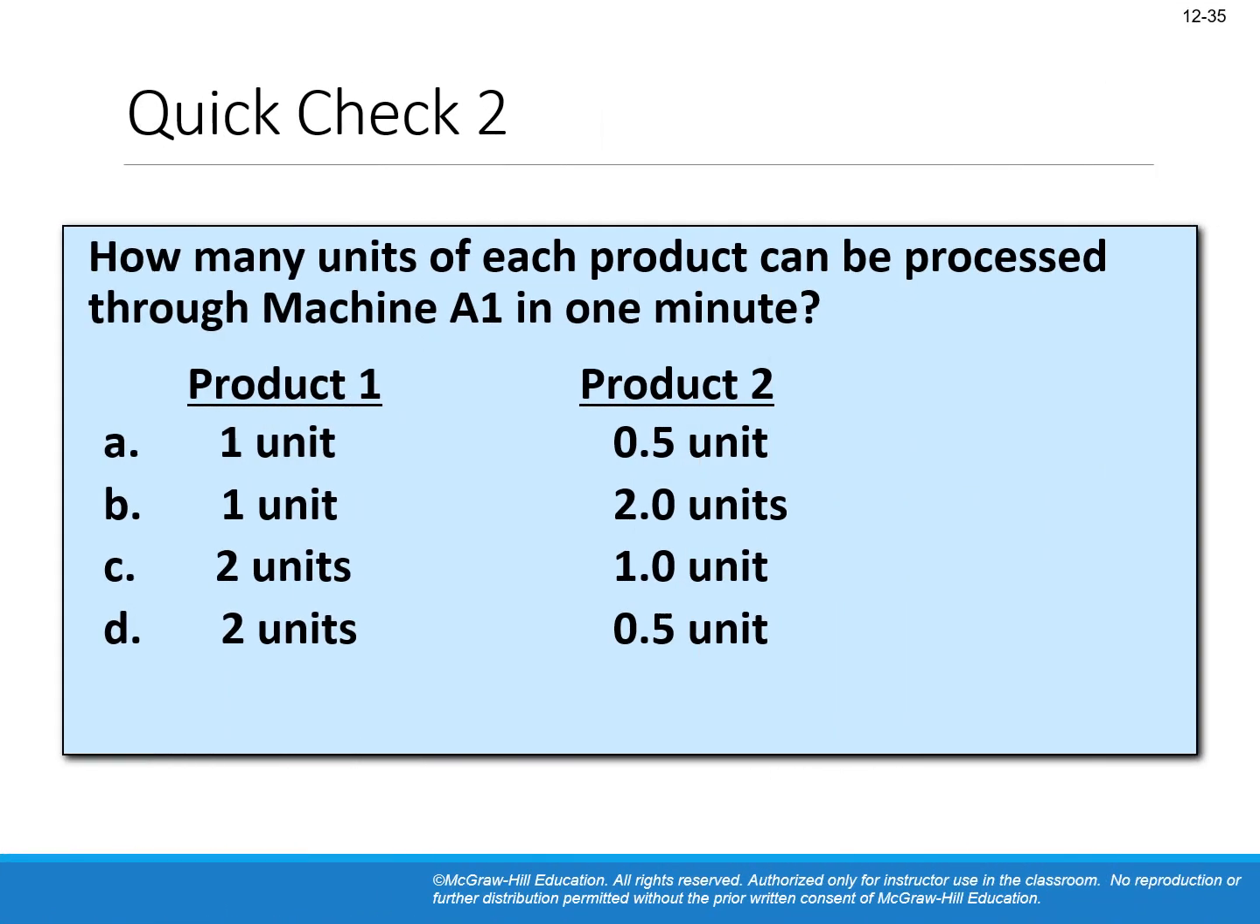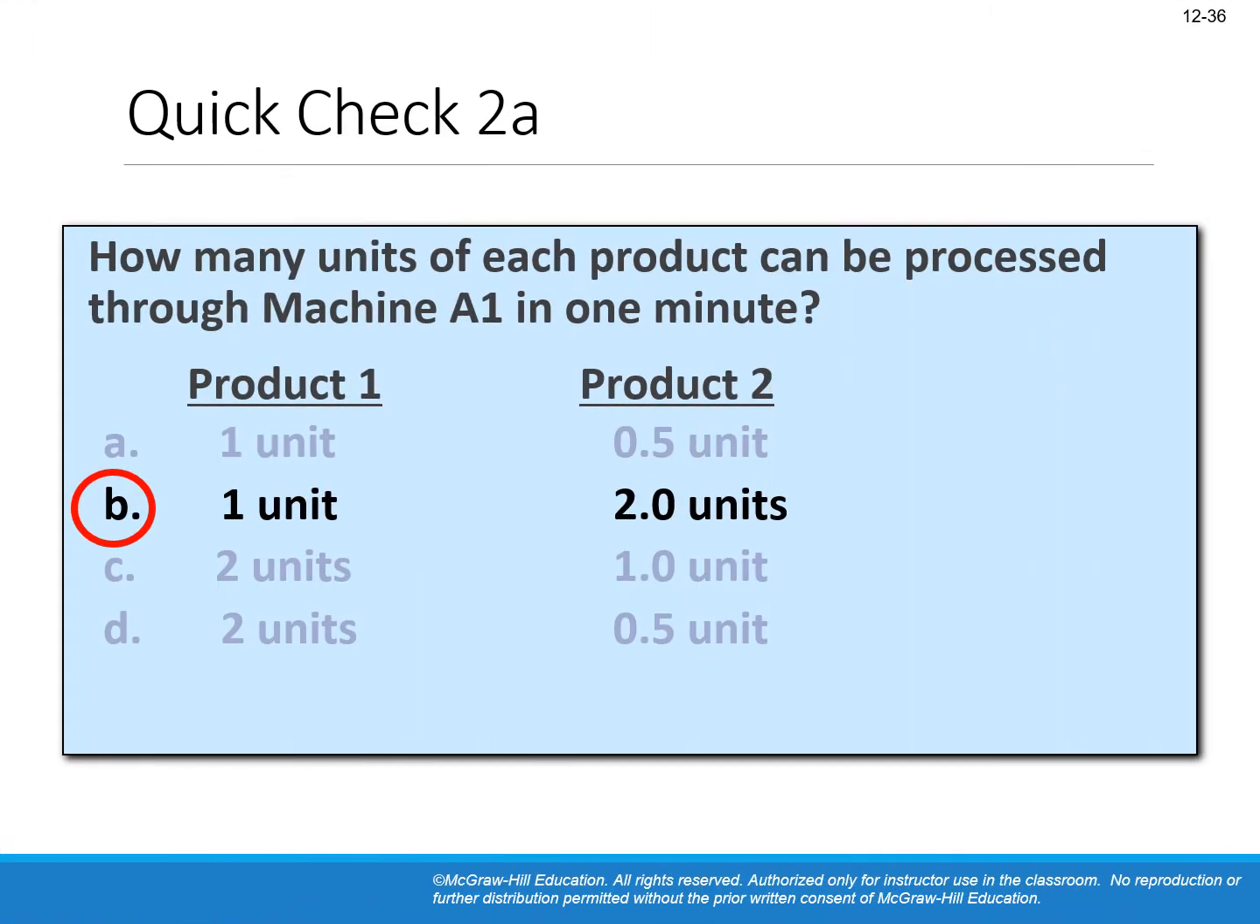So, how many units of each product can be processed through machine A1 in 1 minute? For product 1, it's 1 unit, and for product 2, it's 2 units, and this is because this product uses 0.5 minutes per 1 unit, as in the previous slides. So this is the answer, and I explained how we reached this answer.